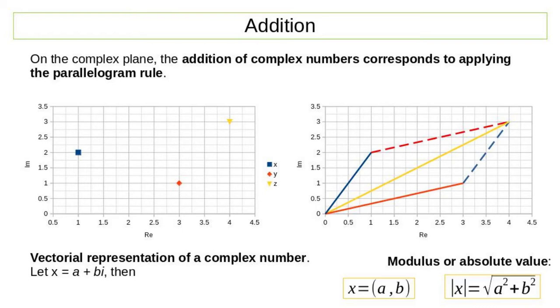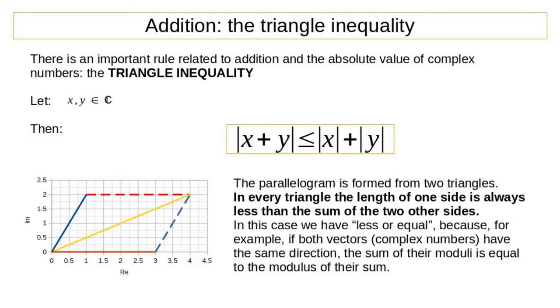The vectorial representation of the number x, for example, which is a plus bi, is a vector with coordinates a and b. And if you want to calculate the absolute value of that complex number, you will see that it corresponds to the modulus of the vector which represents that complex number, which is the square root of a squared plus b squared. There is an important rule related to addition and the absolute value of complex numbers.